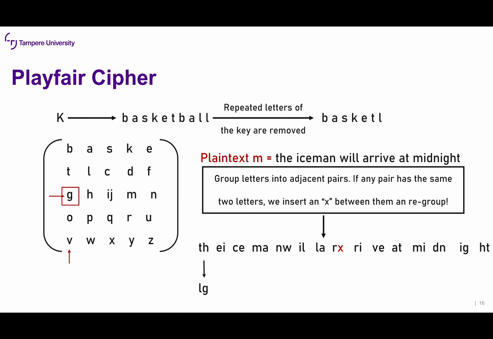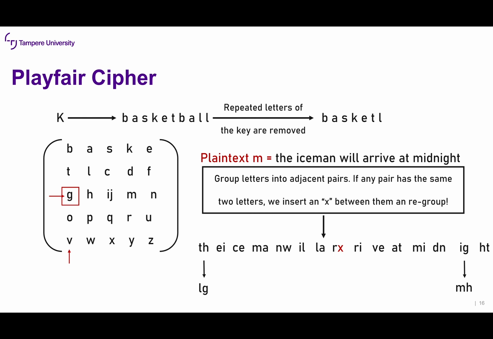Now, the second case is when the two letters are in the same row. In this case, we replace each letter with the letter immediately to its right, cycling back to the beginning of the row if the letter is all the way on the right, if we reach the end of the row. So in our example, the pair IG falls into that case, and it gets encrypted to MH.